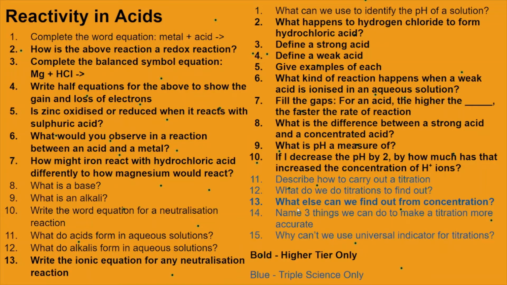So, a triple science only topic: titrations. This is a required practical coming up. Titrations, I find, can be the bane of a lot of people's lives, but they're actually not that bad at all once you get your head around them. Essentially, with a titration we're finding out the volume of an acid needed to neutralize an alkali, or it could be the other way around: the volume of an alkali needed to neutralize an acid. So we obviously need a pH indicator for this. Let's get into the method.